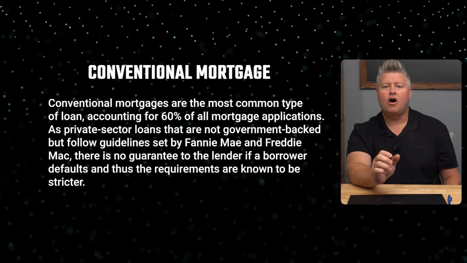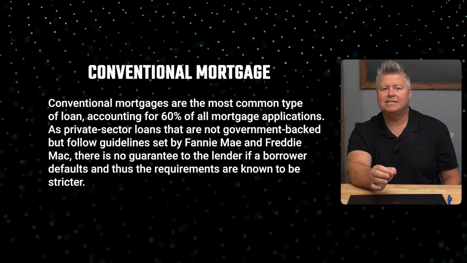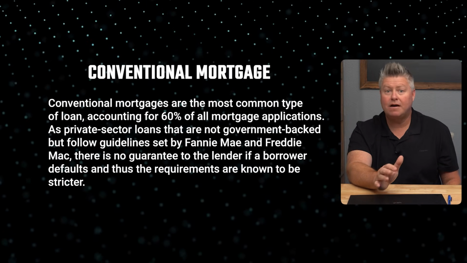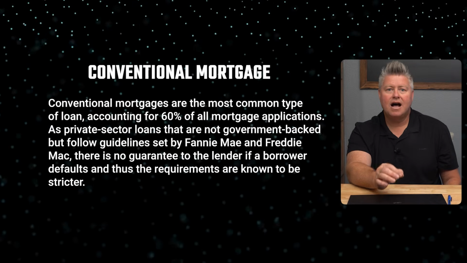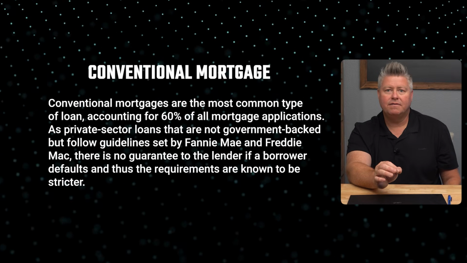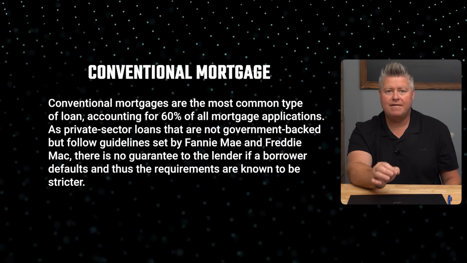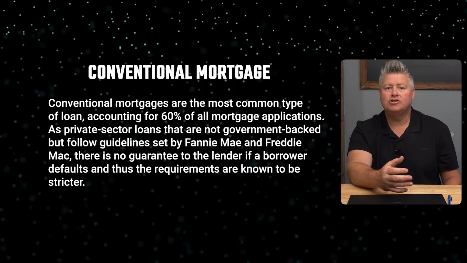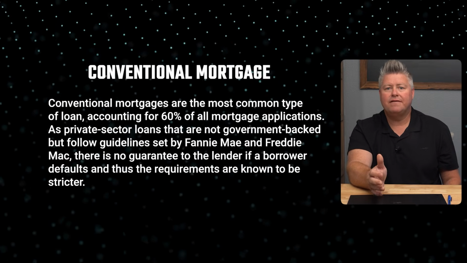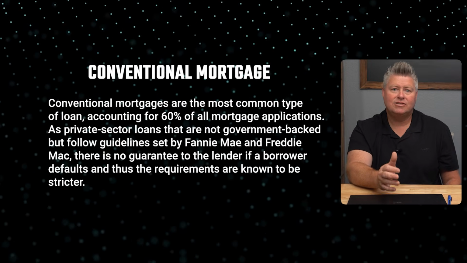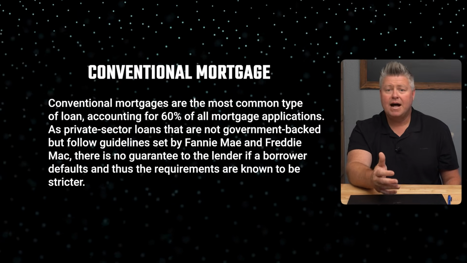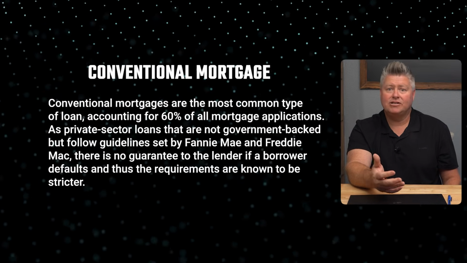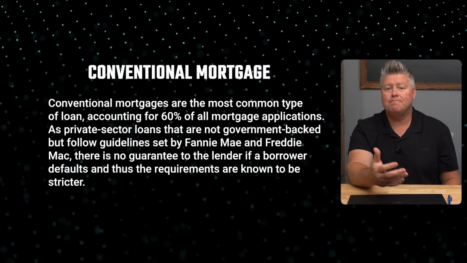Conventional mortgages are the most common type of loan, accounting for about 60% of all mortgage applications. As private sector loans that are not government-backed but follow guidelines set by Fannie Mae and Freddie Mac, right? There's no guarantee to the lender if a borrower defaults, and thus requirements are known to be stricter, okay? But at the same time, with these stricter guidelines, you can also get better deals.